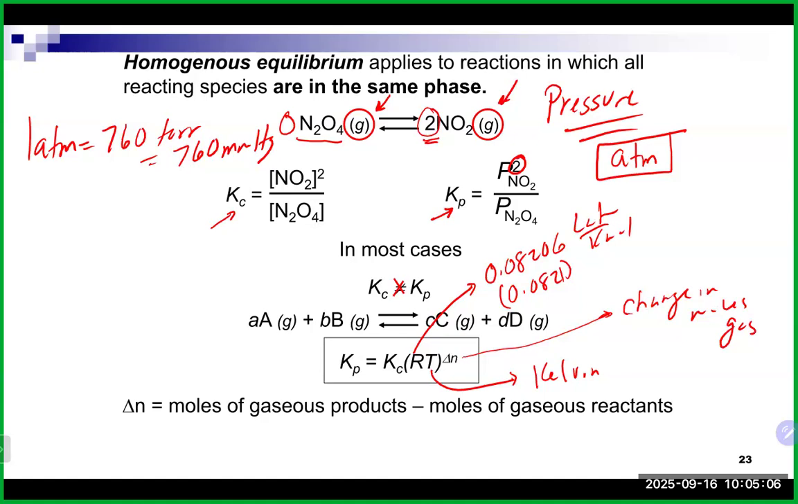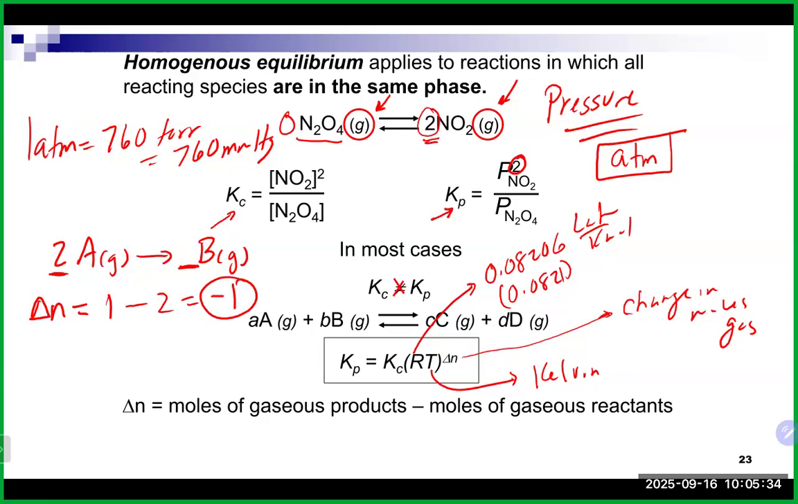So for example, say I have 2A goes to B here. My delta N in this case is what? It is products, which is 1, right? Its coefficient, that's a gas, minus our reactants, which is the coefficient there, and that is -1, right? Now, if you just take the difference, it's 1.